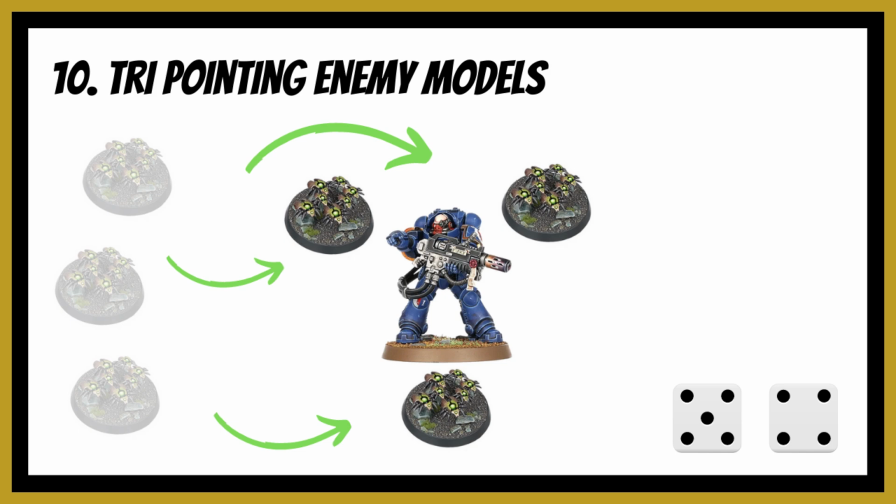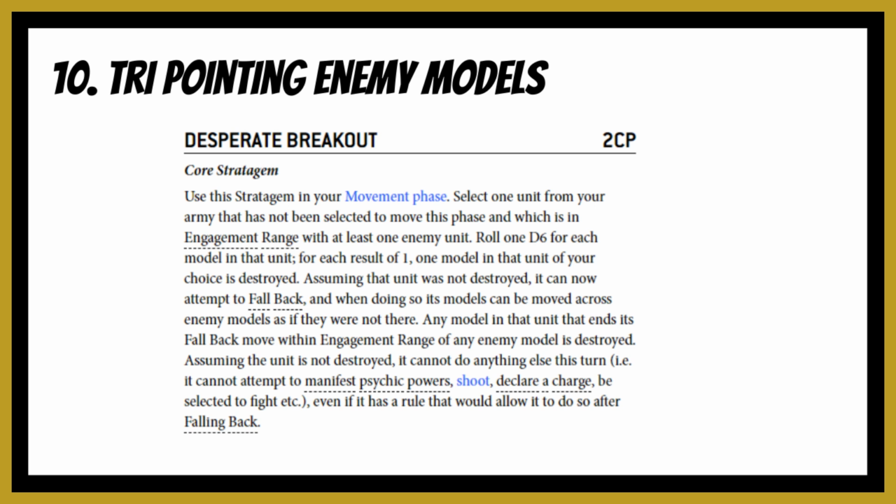Now there is the Desperate Breakout stratagem, but it's 2 command points and it is quite risky, but they will be able to fall back through enemy models. However, it very clearly says they can't manifest psychic powers, shoot, declare charge, or be selected to fight. And then furthermore, they've got to roll a d6 for every model in the unit, and on a result of a 1, the model will be destroyed. So this does come at a risk. If they want to sink command points into doing that, then that's up to them.